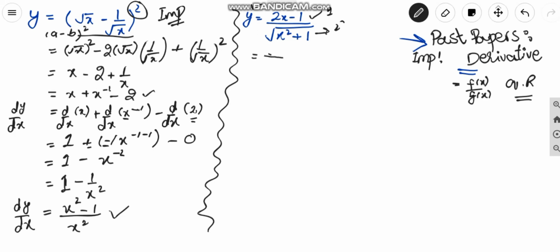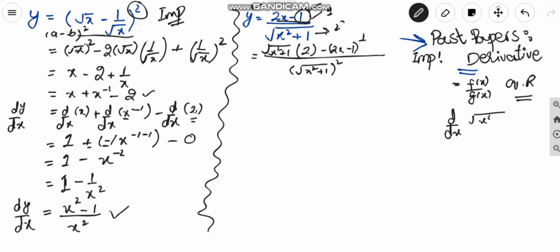Take care of the second function. The second function will remain as it is and take the derivative of the first function. This is the first function, and the derivative of 1 is 0 and the derivative of 2x is 2, minus the first function will remain as it is, and we will find the derivative of the second function. Let's find it here, the derivative of the second function, square root of x square plus 1.